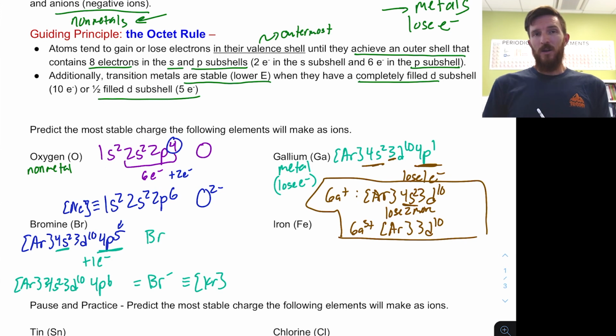Now let's go ahead and look at our last one before I give you a chance to apply this on your own. Iron. Okay, if we look at the electron configuration of iron, it's argon 4s2 3d6.